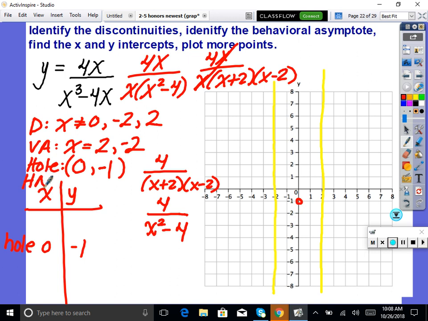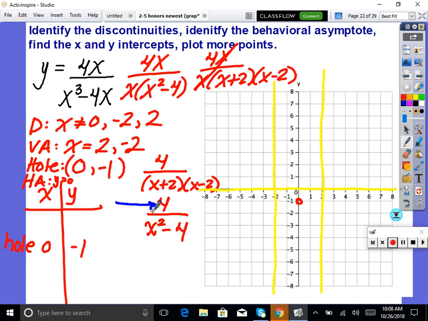What's my horizontal asymptote? 0. The degree on top is smaller than the degree on bottom. y equals 0. So now I'd go here and draw in y equals 0. Now remember, it can cross horizontal asymptotes, possibly. So do we have any x intercepts? No. So this one, it won't cross it. It can, but it won't. Okay. So no x intercepts.